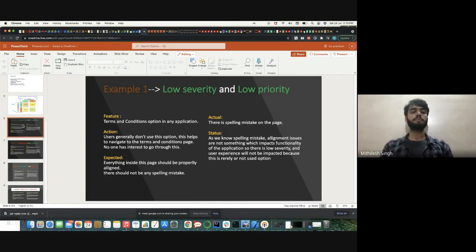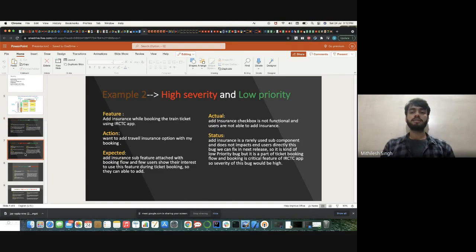Suppose I take the example of the Facebook application, and in the Facebook application we have something like terms and conditions. Whenever I click on it, I will navigate to that page, and inside that page there might be spelling mistakes. Very few users use this terms and conditions section. Among 1000 users, rarely one or two users will go and check, and that is also not fully right. So that's why this is a low priority bug. And low severity in the sense it is not impacting the functionality of the application anyway.